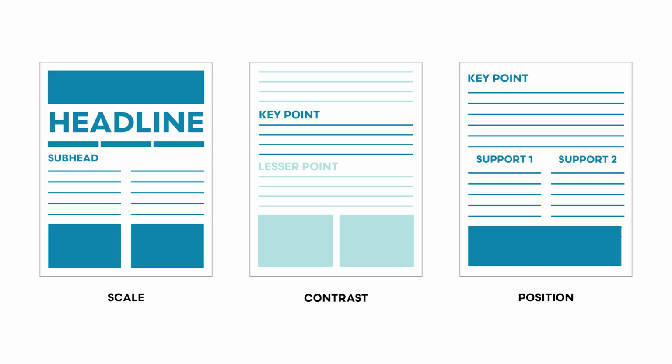First, we have scale. Your reader is always going to look at the biggest thing on your page first, so scale makes your biggest thing your most important thing. Use scale to make your points clear and allow your readers to identify the most important elements. Next up, we have contrast.